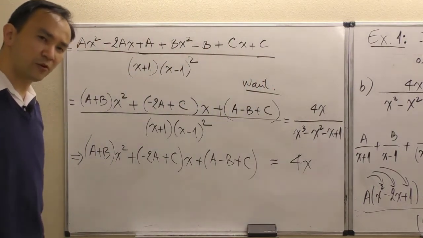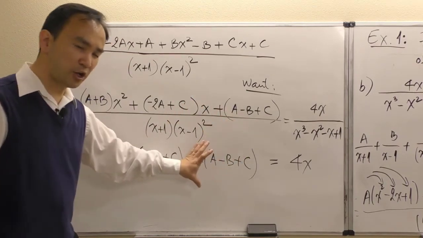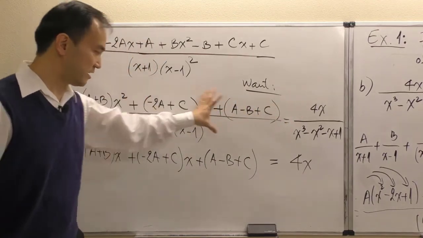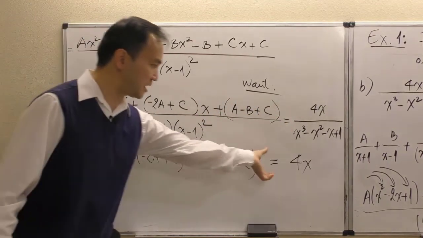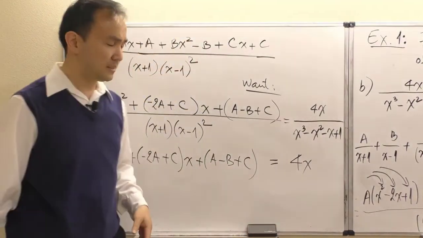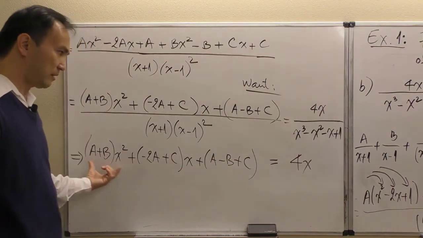It has to equal 4x. It's a polynomial on the left-hand side, and in order to satisfy this equality, this polynomial must be equal to this other polynomial, being a simple term 4x. But wait a minute. 4x is only matching with this. So what about the x squared term in here?